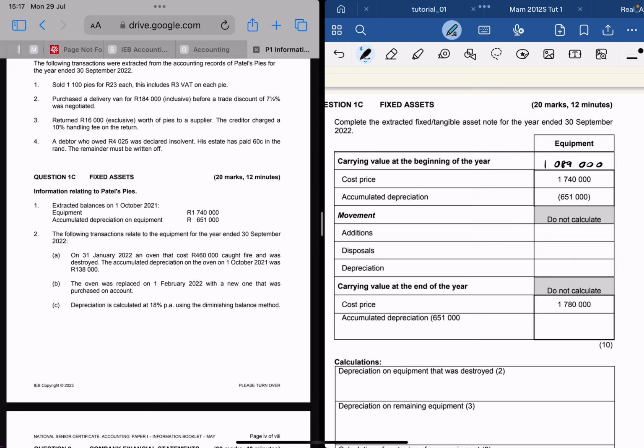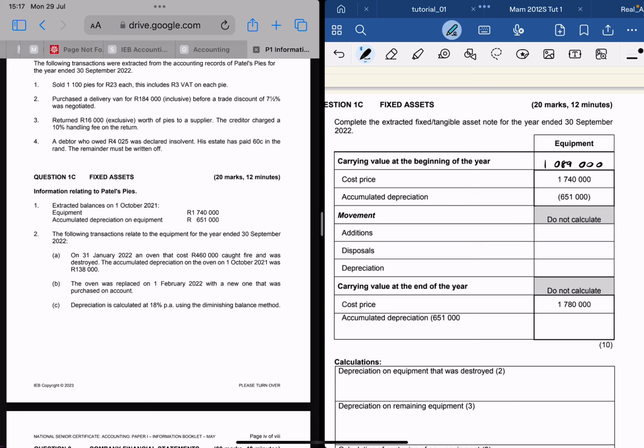Now, it says the following transactions relate to equipment for the year ended 30th September 2022. On the 31st of July 2022, an oven that cost 460,000 Rand caught fire and was destroyed. The accumulated depreciation on the oven on the 1st of October 2021 was 138,000 Rand.